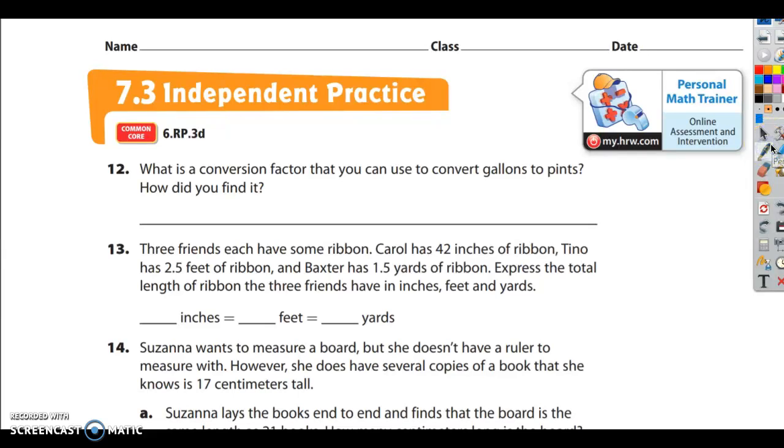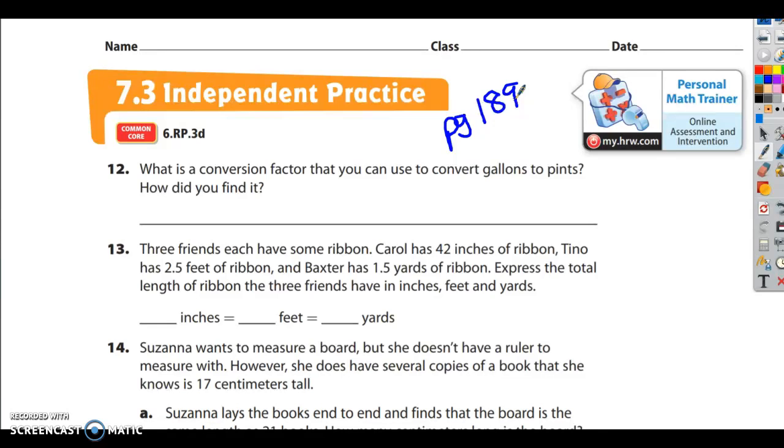This is page 189. This is the independent practice for lesson 7.3. Just going to warn you now that some of the problems on this page are tricky. That's okay. I'm going to help you to the best of my ability. I would advise that you solve the problems on page 189 this way.